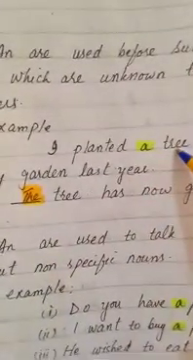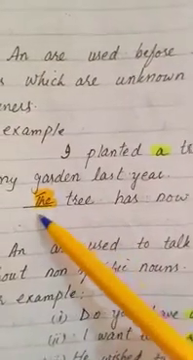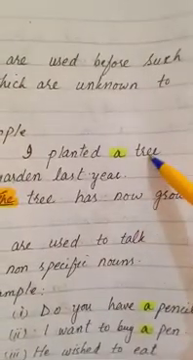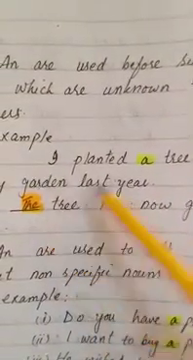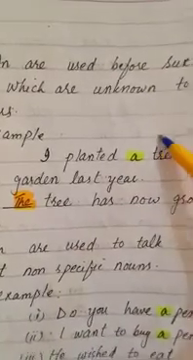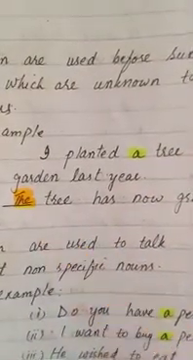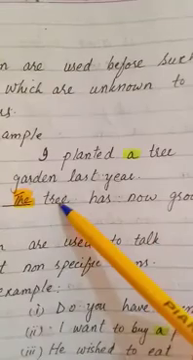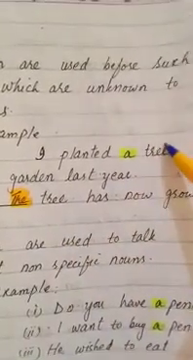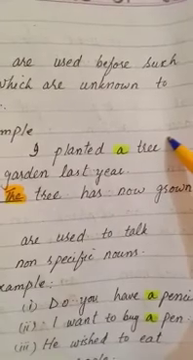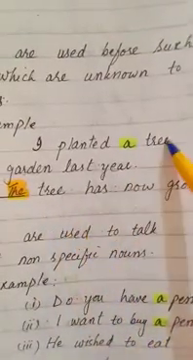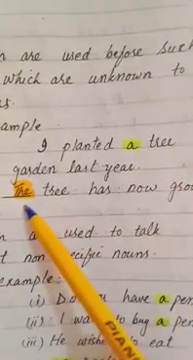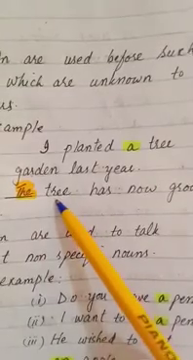But if I talk about the same tree in the second sentence, the tree has now grown. I'm talking about this tree. So in the second line, when my listener knows that I'm talking about that tree, I put the article the, that is definite article. I put the because this tree has been discussed. In the first sentence, tree is new and unknown to my listener, but when I speak about the same tree, then I will use the, because here the listener knows which tree I am talking about.